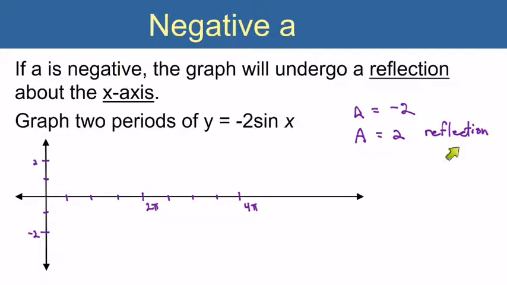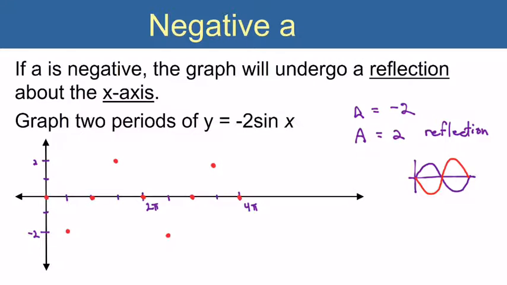Now let's think about what this reflection means. The basic pattern of sine is middle, high, middle, low, middle. If we turn it upside down, it's going to go middle, low, middle, high, middle. And so that's what it means to have a reflection. It means it turns it upside down. So when we put our dots in place, we have to remember that this one is upside down. It's been reflected across the x-axis.